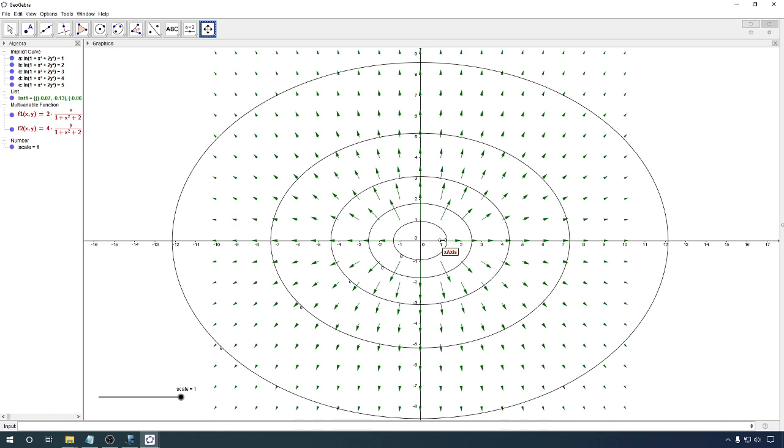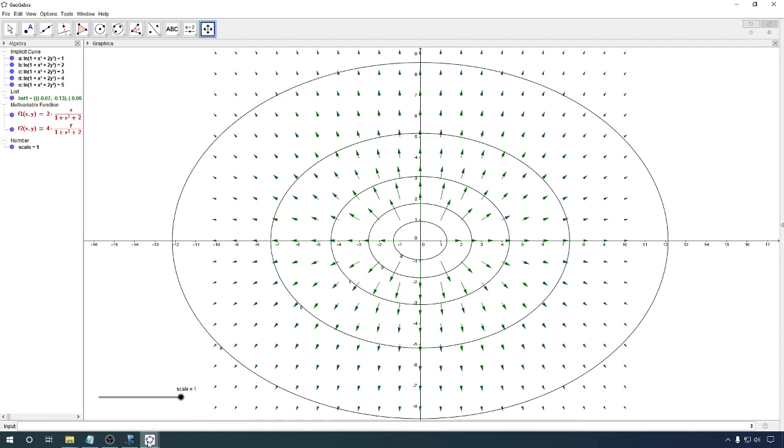So these are two different ways of tackling this particular function. One using vector fields, one using level curves. And whether or not one is easier than the other might depend on whether or not you can graph these level curves pretty easily, or whether or not you can take the derivatives very easily.